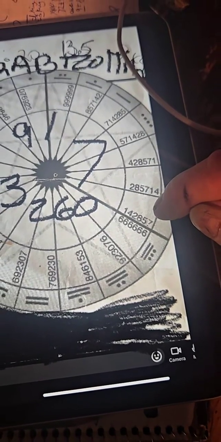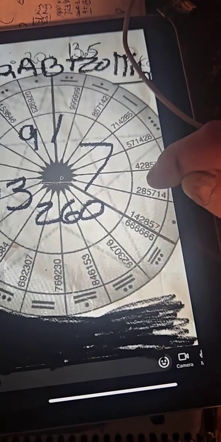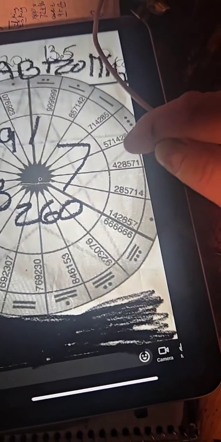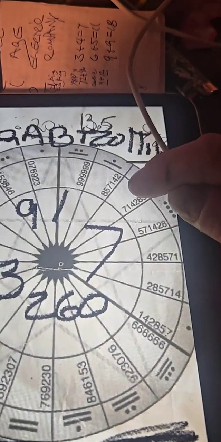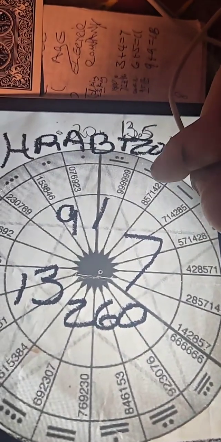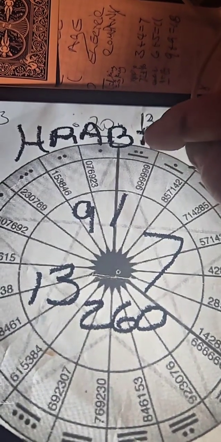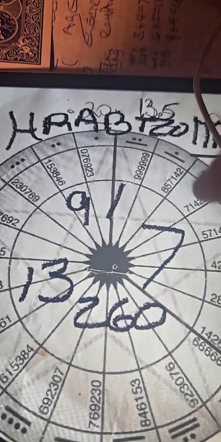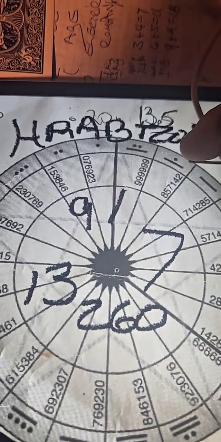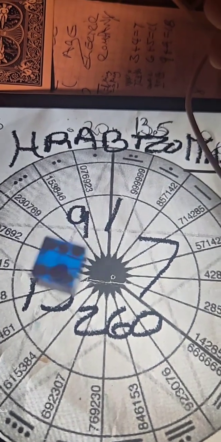142,857. Now, who's going to draw a design? 142,857. 999,000 on the 7th day. The association of 142,857 with 857,142. I rest on the 7th day.